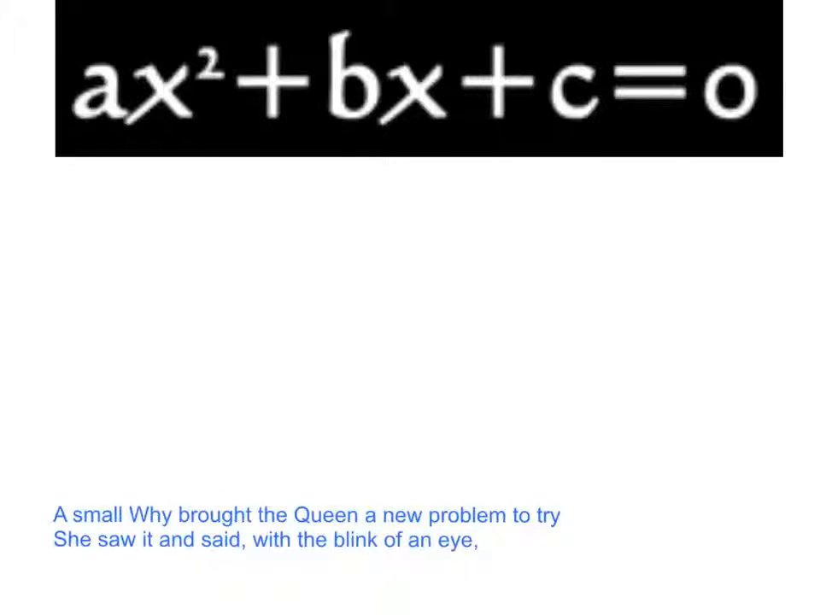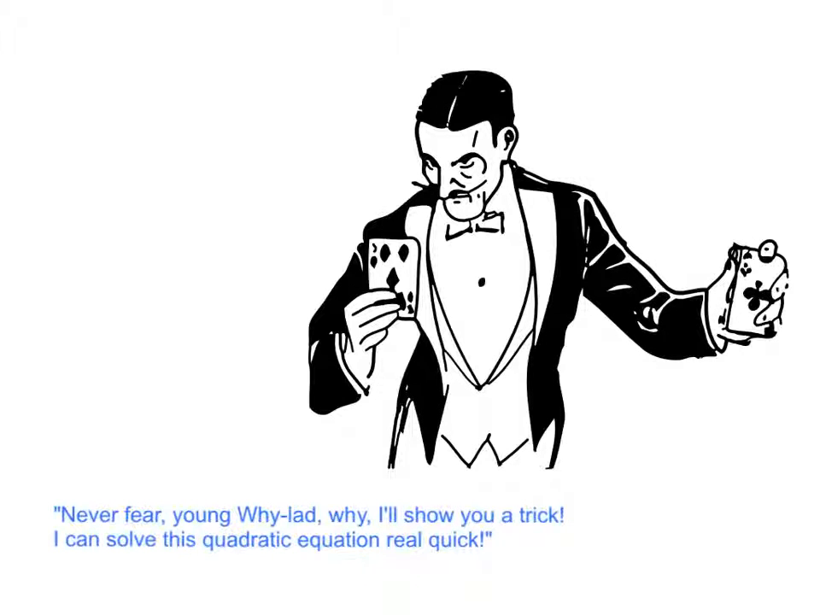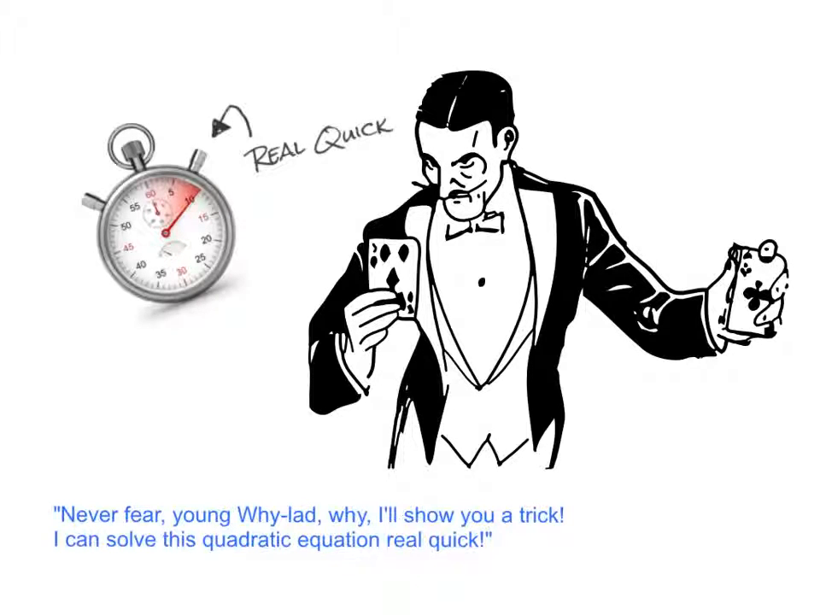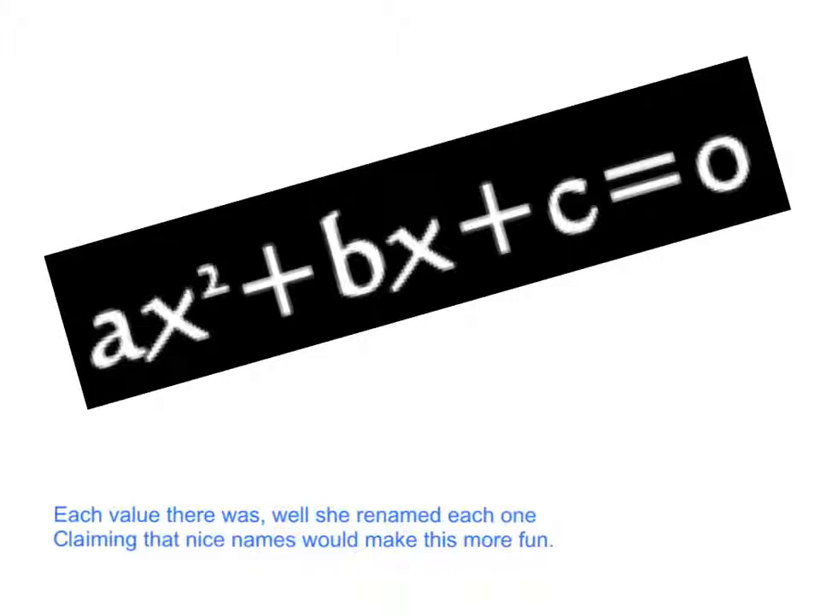A small Y brought the Queen a new problem to try. She saw it and said, with the blink of an eye, "Never fear, young Y lad, why I'll show you a trick. I can solve this quadratic equation real quick." Each value there was, while she renamed each one, claiming that nice names would make this more fun.